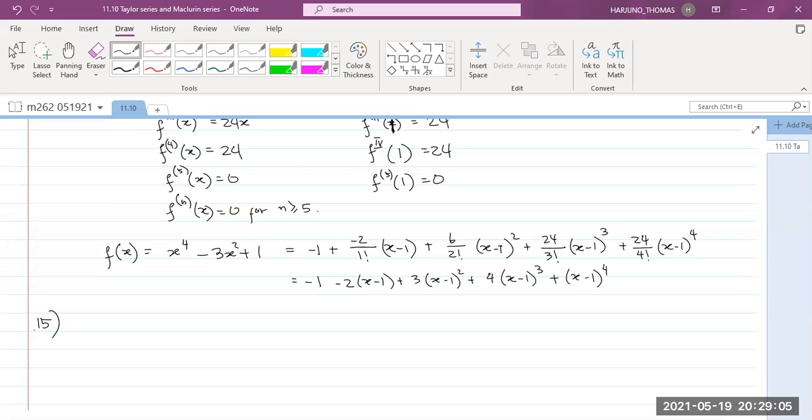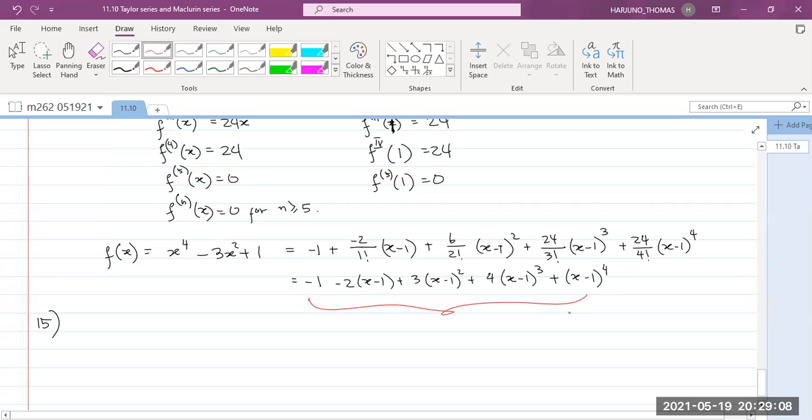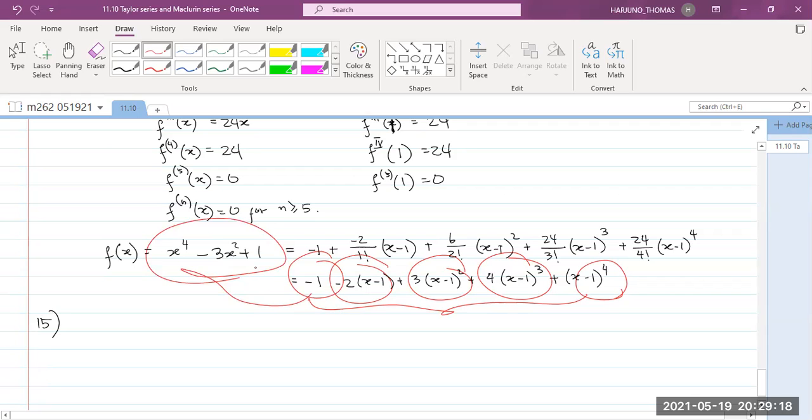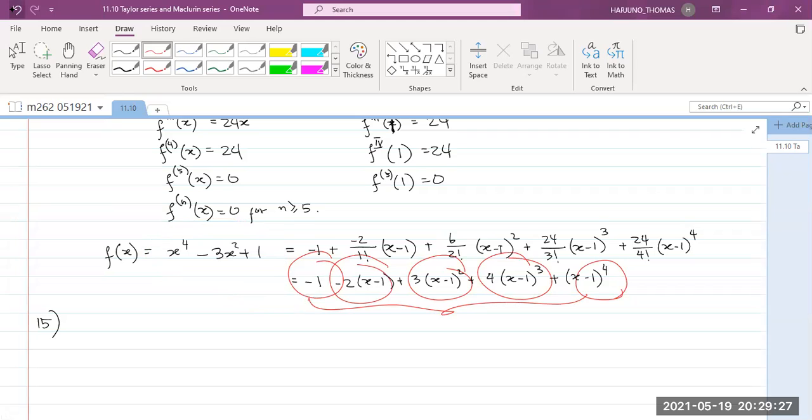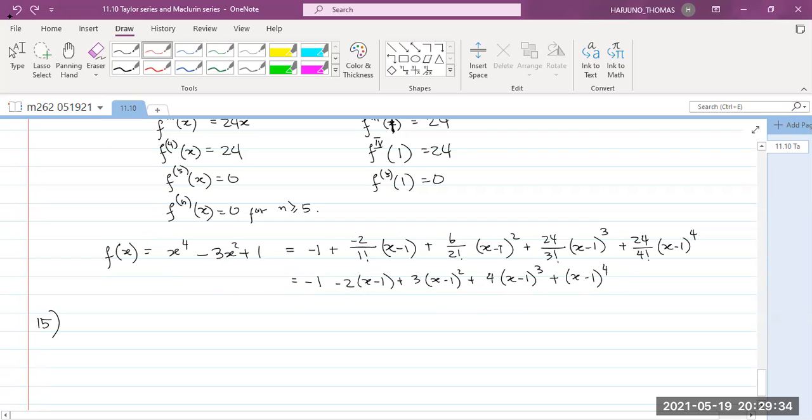If you don't believe me, you can do the following. If you really expand this, like you do the binomial expansion for this, and then you combine like terms here and there, you will end up with this. You see what I mean? That's what happens with polynomial functions. For polynomial functions, the Taylor series and Maclaurin series expansion will be finite. It will terminate, and the radius of convergence therefore is infinity.